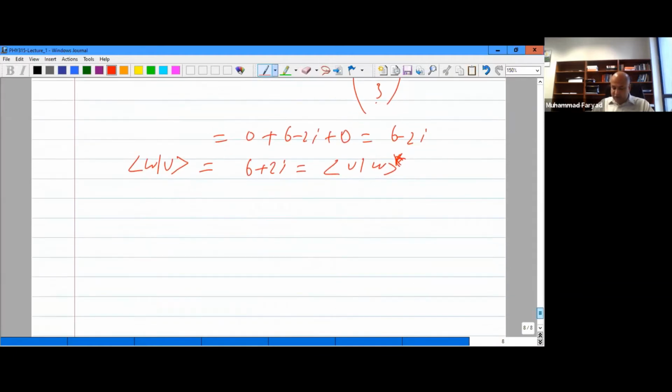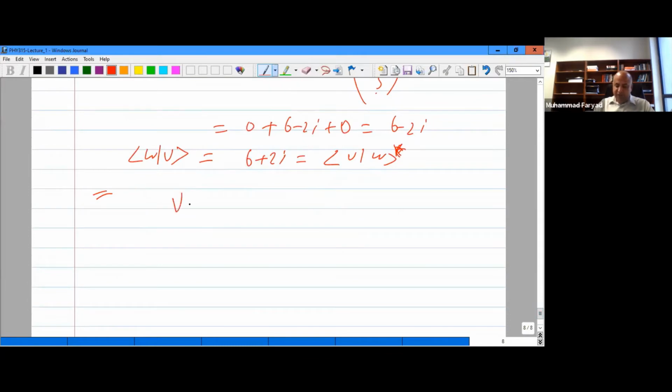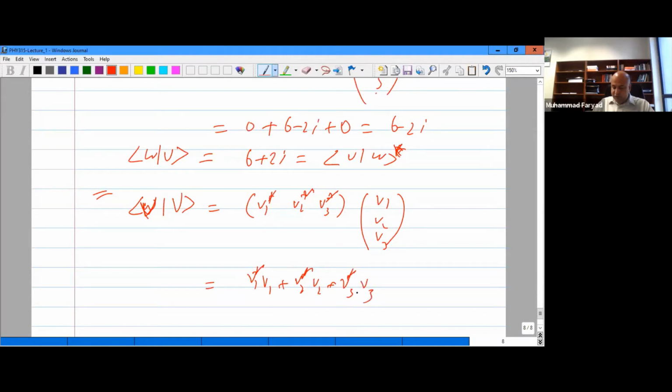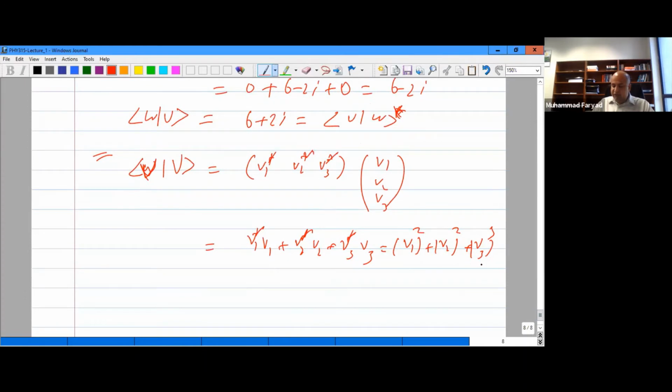Okay, let's now see what happens if we have a vector V and we find its inner product with itself. So it means that we have V1 star, V2 star, V3 star into V1, V2, V3, and this becomes V1 star V1, V2 star V2, V3 star V3, and this is V1 mod square plus V2 mod square plus V3 mod square. And you see this is a real number, because these are the modulus squares. And if it is a real number, this is always going to be greater than or equal to 0.